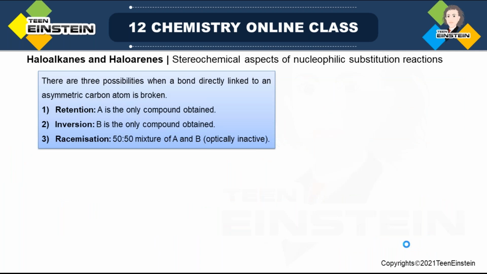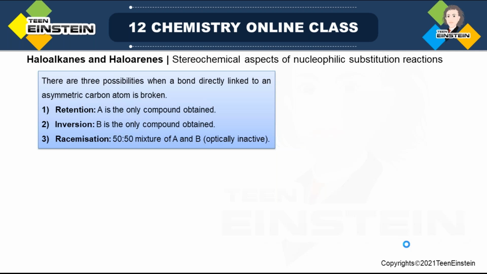Now this stereochemical aspect is not complete yet. There will be further discussion. Some more discussion is left that we'll do in the next class. I'm just giving you some primary idea that 3 possibilities are there when you consider SN1 and SN2 mechanism. 3 possibilities are there, but you will see among these 3 possibilities, one is retention, then inversion, then racemization.